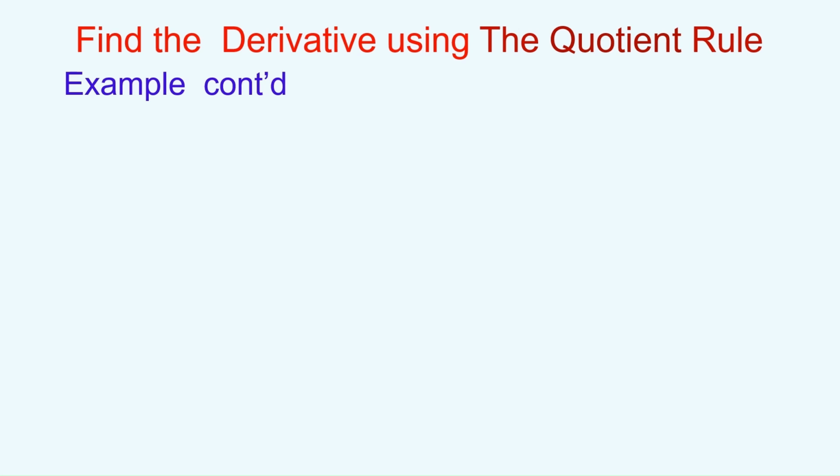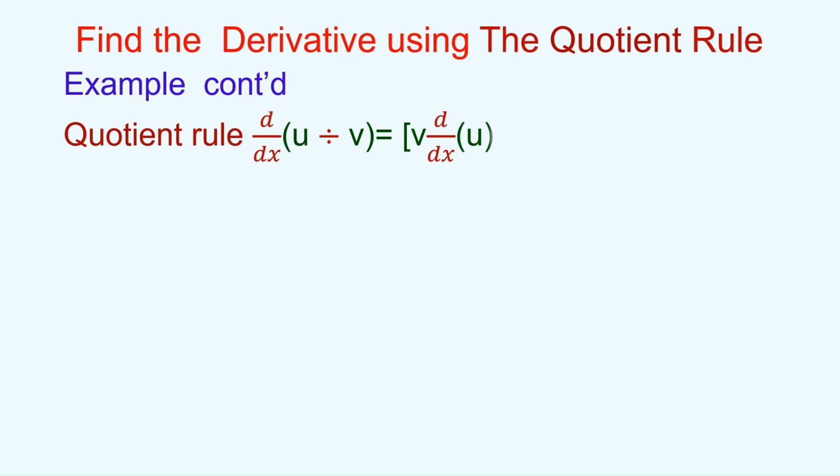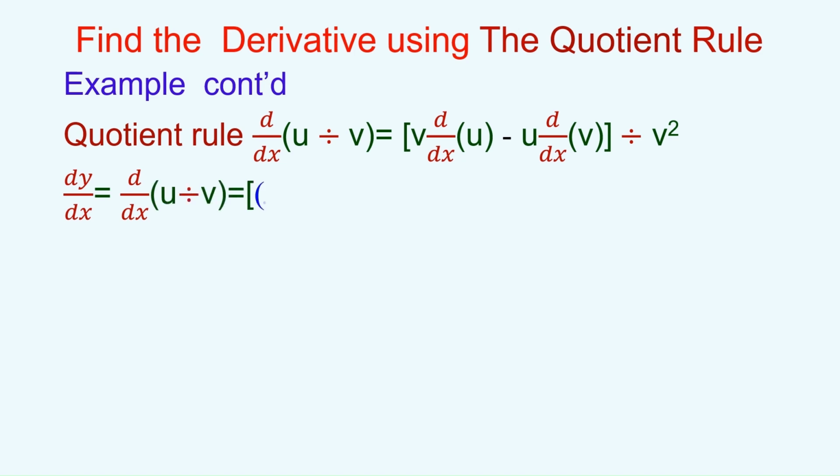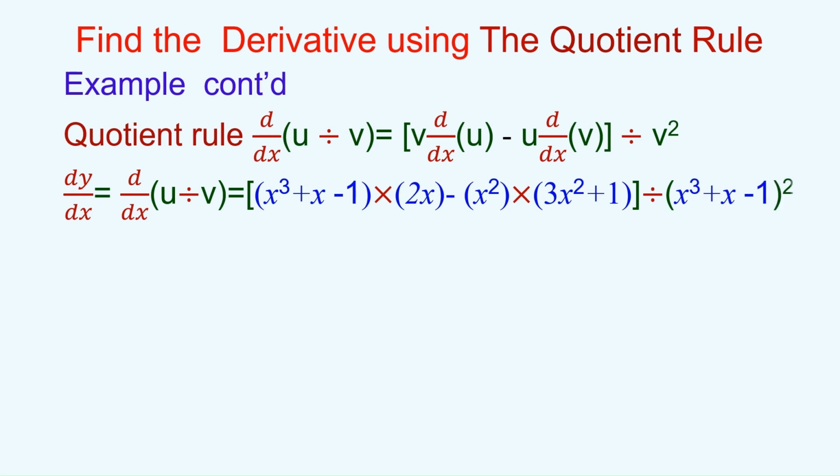Continuing further, apply the quotient rule. d/dx (u/v) = (v du/dx − u dv/dx) / v². dy/dx = d/dx (u/v) = [(x³ + x − 1)·2x − x²·(3x² + 1)] / (x³ + x − 1)².